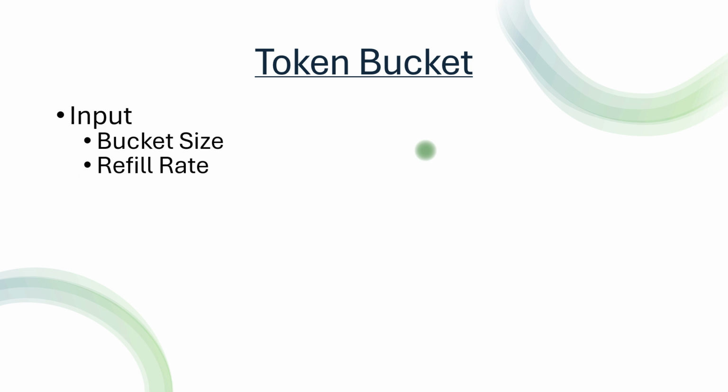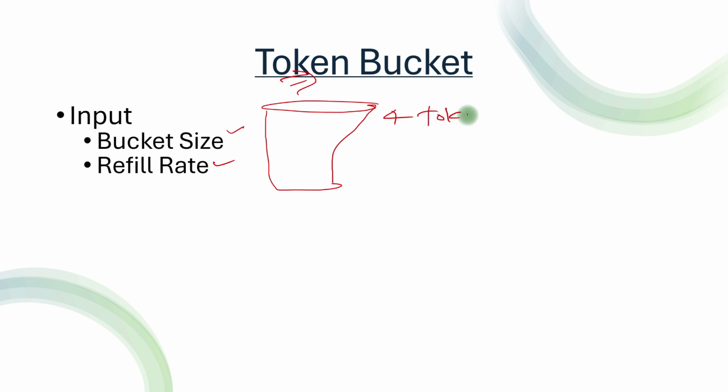The first thing is that whenever we have these algorithms, there are certain input parameters. We are saying this is a bucket, so let's say this is a bucket, sorry for the bad design, and it has a certain capacity, initial size and refill rate. Let's say the initial size is 4, and we are calling these tokens. So initially this bucket has 4 tokens. The second thing is the refill rate, so I want 4 tokens per minute.